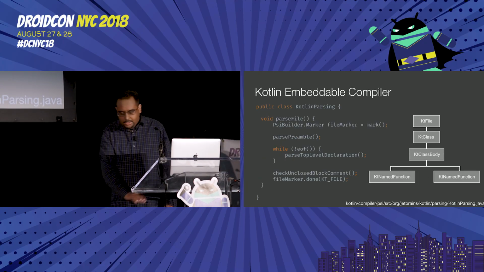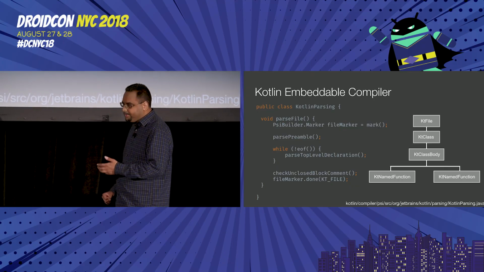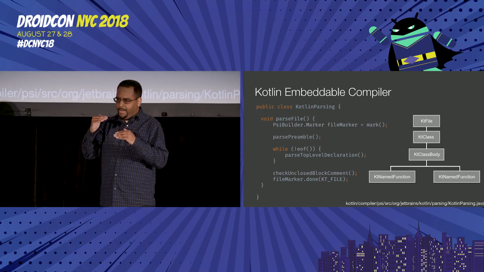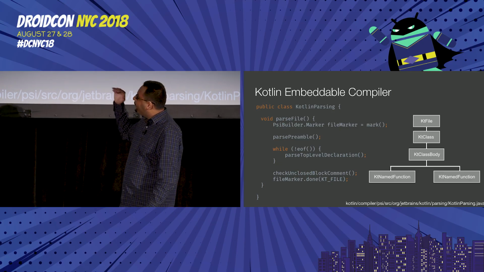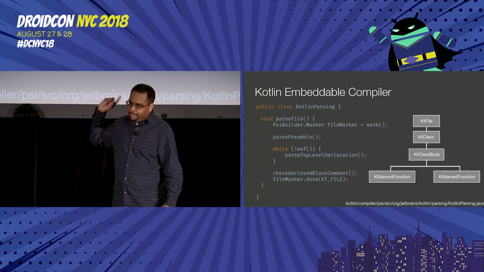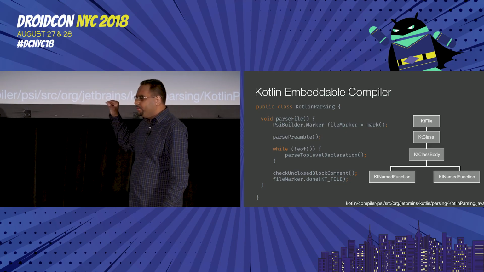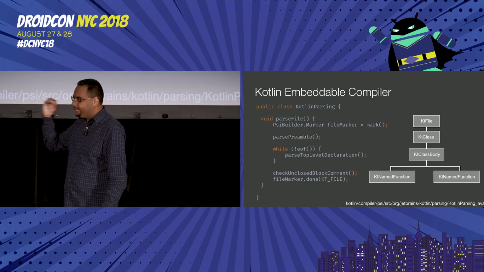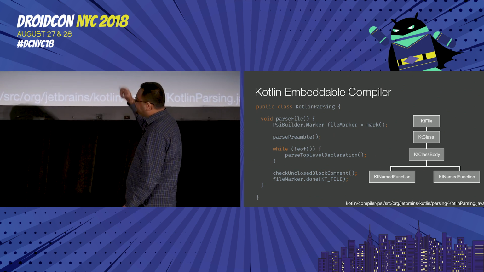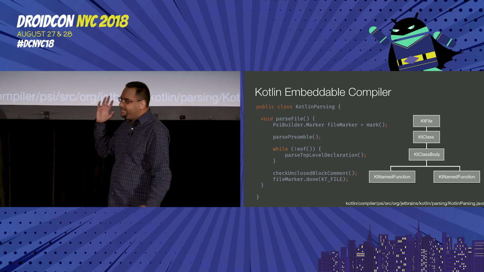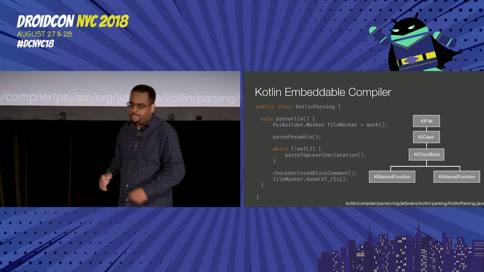So the Kotlin embeddable compiler, right? At the bottom, it depends on the IntelliJ platform, and it uses that builder to specify how to create this tree. If you look at this tree, it represents the elements in your source file. Each node represents something, like KtClass represents a class in your source file, and class body represents the body, and all these different types are exposed to you by the Kotlin compiler.